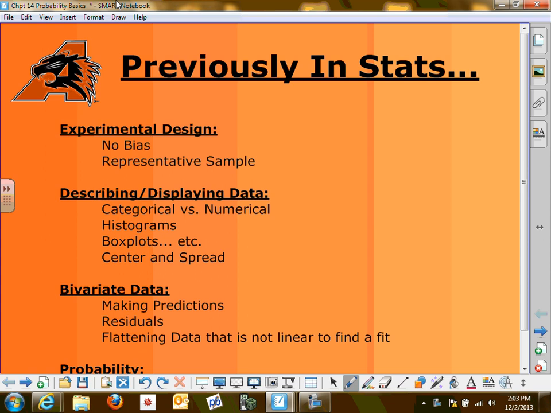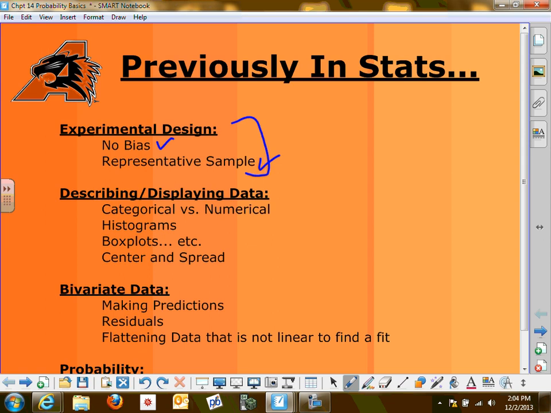So we first started this year with an experiment. Okay, we talked about let's design an experiment so we can collect data. Whether we do that with an experiment or an observational study, we want to collect data so that there is no bias and so that we have a representative sample. Okay, so that's the important part.